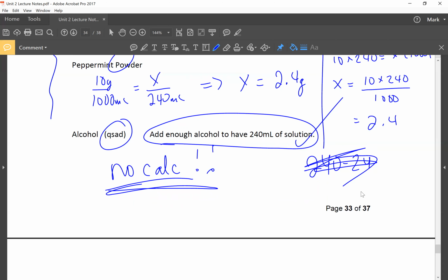So the student just said, I didn't do the alcohol part. Well, I did. The answer's here. You just add enough to finish off the solution.